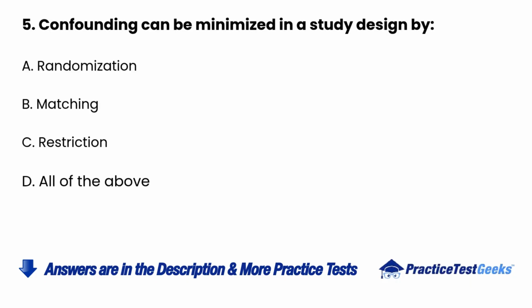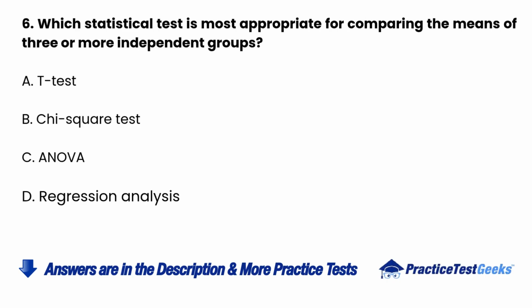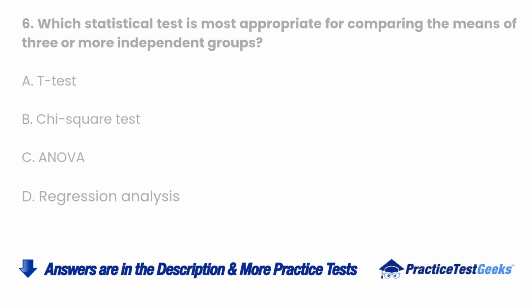Confounding can be minimized in a study designed by A. Randomization. B. Matching. C. Restriction. D. All of the above. 6. Which statistical test is most appropriate for comparing the means of 3 or more independent groups? A. T-test. B. Chi-square test. C. ANOVA. D. Regression analysis.